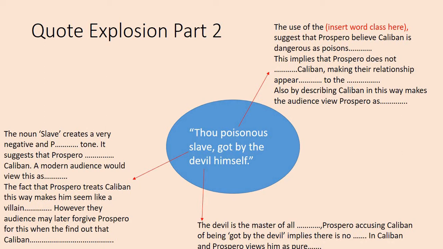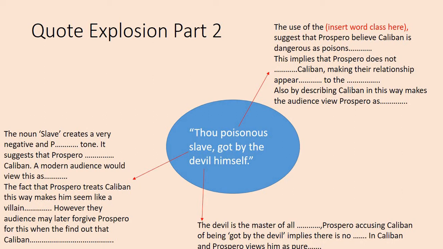The first word we're going to zoom in on is poisonous. So, the use of the, in brackets, insert word class here. I'm not going to tell you that. That should be a nice easy one, and if it's not, you've all got access to Google. Have a little cheat, see what the Google dictionary tells you the type of word class poisonous is. But there is a clue in the notes that I've already put on here. So that suggests that Prospero believes Caliban is dangerous, as poisons are what? What are they? What do they do? How are you going to finish that sentence?